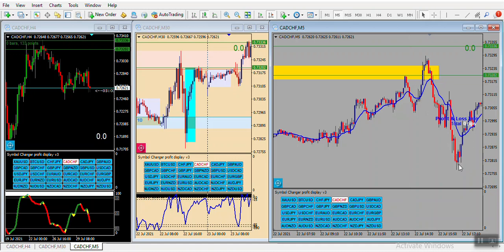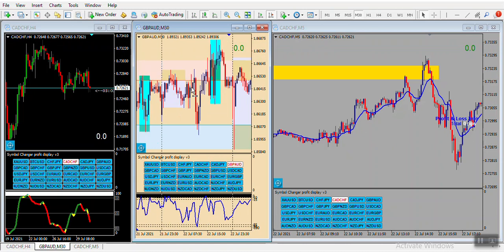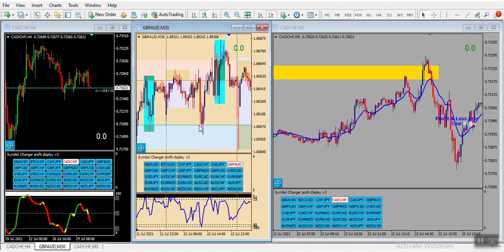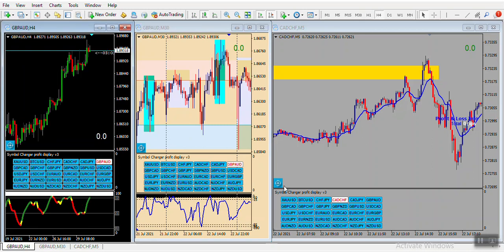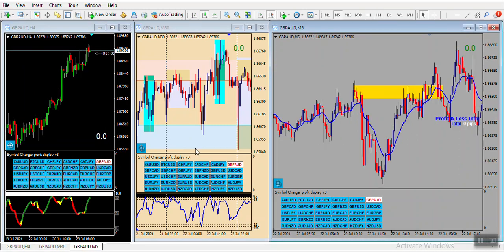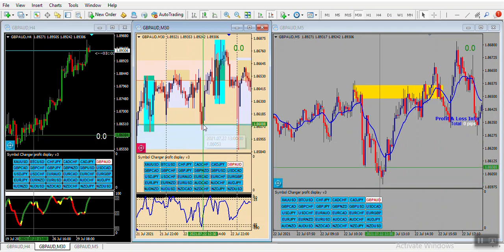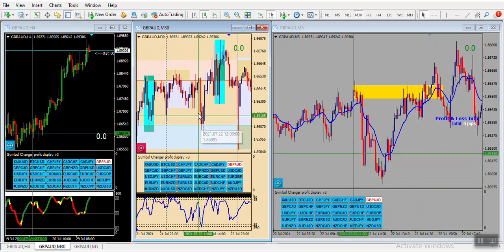That is another sell. I need a buy. Let me look for a buy. This is CAD CHF. Okay, let me check this 22nd GBP AUD. I think I have a setup on the 22nd GBP AUD. Is this a buy setup? GBP AUD, GBP AUD. Okay, this is not a buy setup. Another sell setup for GBP AUD.